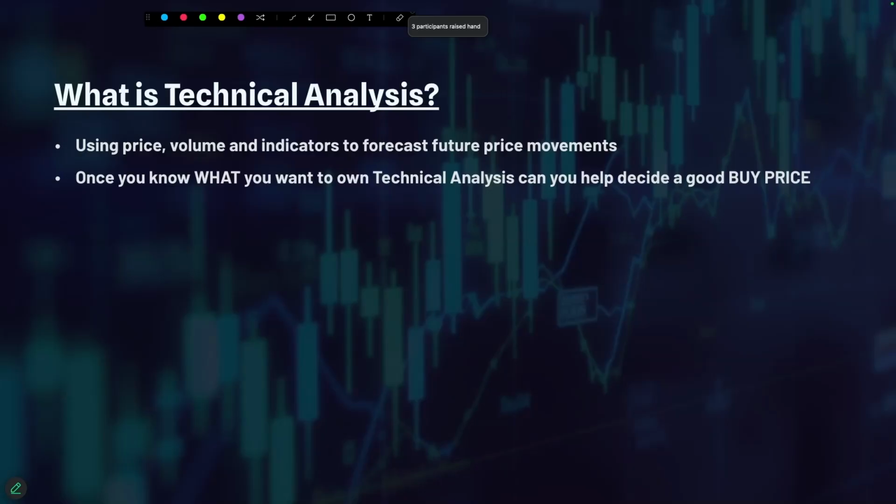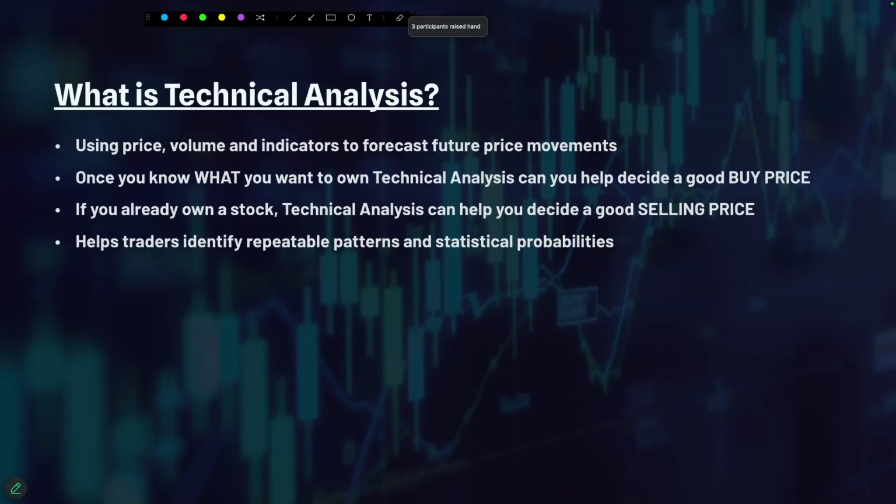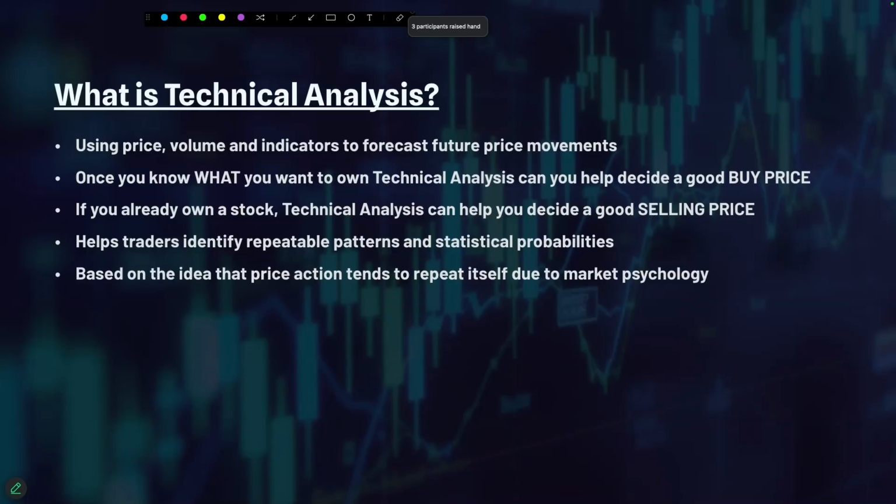But once you know what you want to own, so you've done your fundamental analysis and you've determined that you want to own XYZ stock, or maybe you already own it and you want to sell XYZ stock, using technical analysis is a great way to help you decide what is a good buy point, what is a good sell point. So again, if you already own the stock, technical analysis can help you decide a selling point. At the end of the day, it helps traders identify repeatable patterns with statistical probabilities. And we're going to actually look at the statistical probabilities associated with some of these as well today.